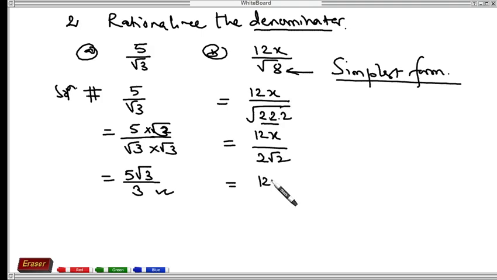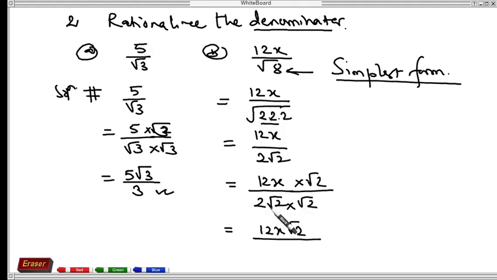Now 12x over 2 root 2 times root 2, here also root 2. Then 12x root 2 over 2 times root 2, and root 2 times root 2 is 2, 2 times 2 is 4, and 4 threes are 12, so you can call this 3 root 2 x. The denominator is now 1, which is already rationalized.